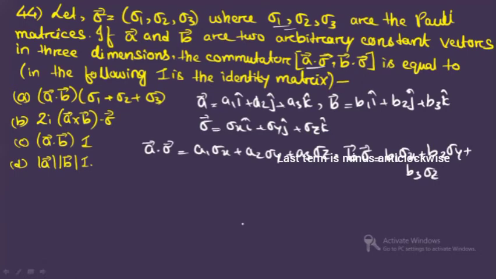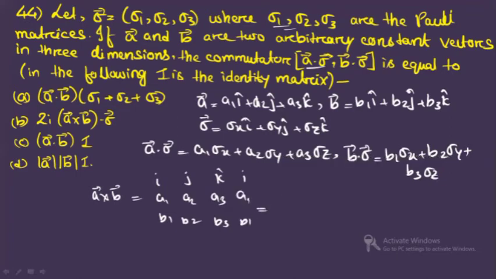With this, one more thing I'm finding, that is A cross B. To calculate A cross B, I am just calculating it because it will be used later on, so I'm doing it here only: î ĵ k̂, A1 B1, A2 B2, A3 B3. So A cross B will be: î times (A2 B3 minus A3 B2), plus ĵ.